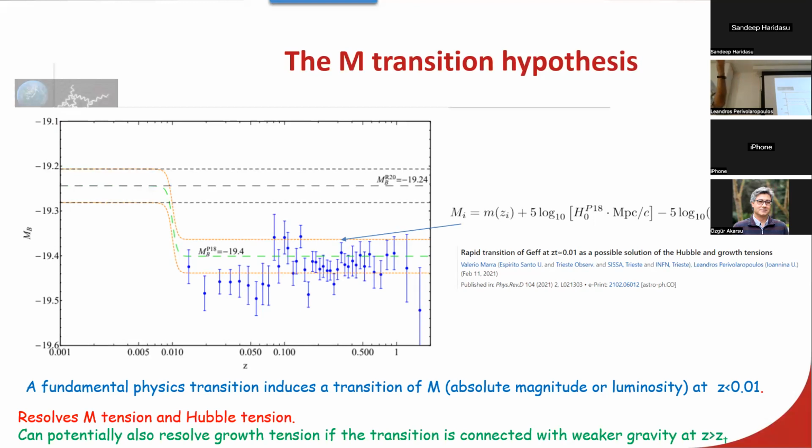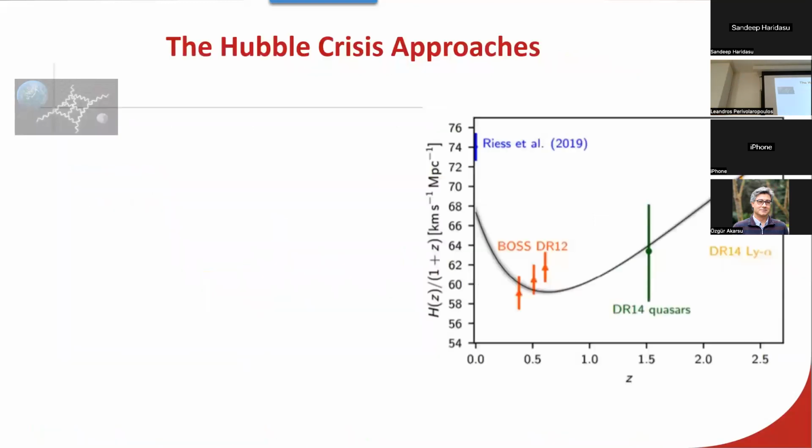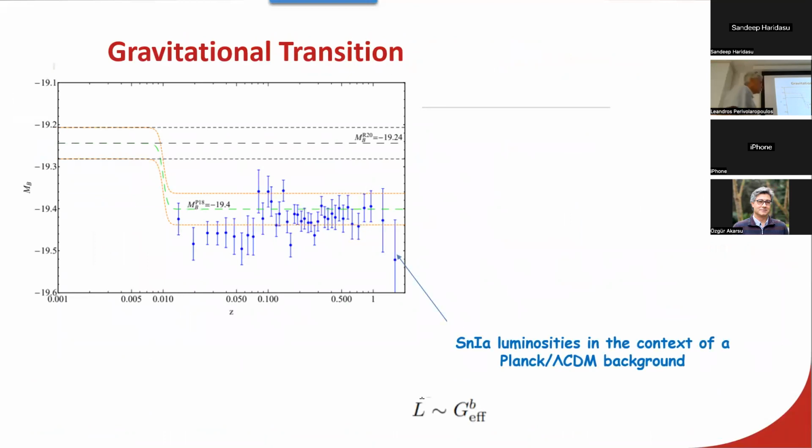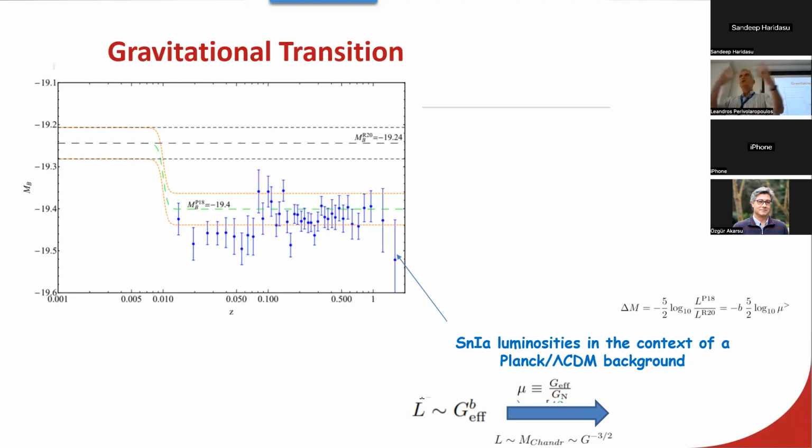The most naive, the simplest approach would be to say, let me show it to you here, that L depends on G effective with some power B, which is a free parameter in principle. But if you assume the simplest case that the absolute luminosity L is proportional to the Chandrasekhar mass, then B is equal to minus 3/2. That is, the Chandrasekhar mass is proportional to G to the minus 3/2. But there are other factors happening. The simplest case is this one, because we expect that the critical mass where the thing explodes should play a role in its absolute luminosity.